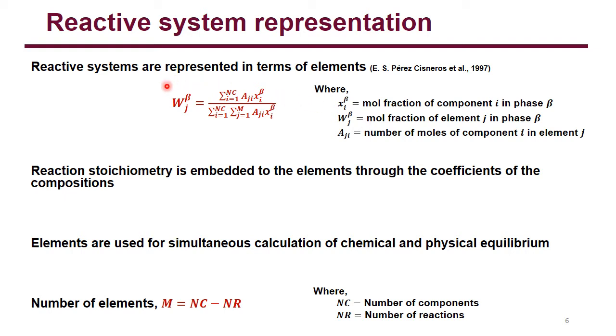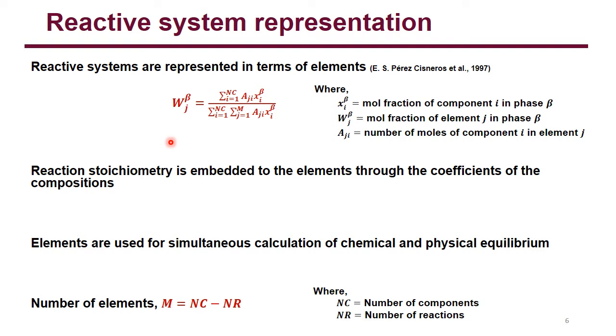Then we proceed to the reactive system representation in terms of elements. So elements are transformed variables. These are the ratio of the linear combination of the components in a specified phase. Here we see that if we have a component i in phase beta, we can perform a linear combination and then get an element-based mole fraction in phase beta. An obvious observation is that the reaction stoichiometry is embedded in the elements through the coefficient of the component. Here the coefficient is A_ji, which is the number of moles of component i in element j.